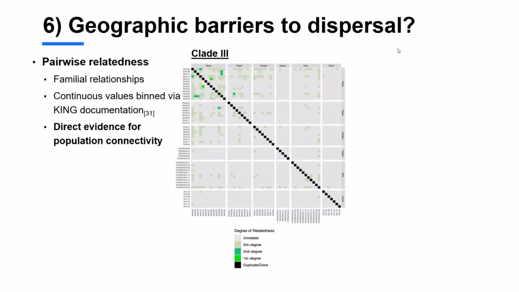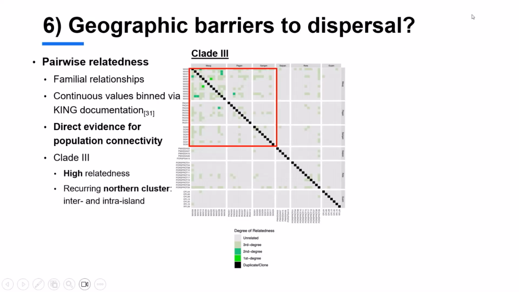Second degree relatives represent cousins. Third degree relatives represent second cousins, and so on. These are continuous values of pairwise relatedness that are binned according to the documentation of the program that I use for this analysis. Important to my results, pairwise relatedness provides direct evidence for population connectivity. So if we see a lot of relatives between islands, we know that these islands are interbreeding.